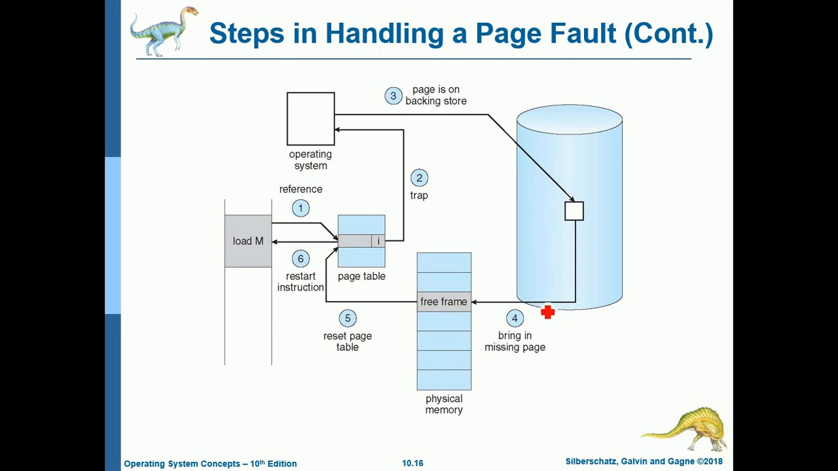Number 4, it will bring the missing page to the physical memory, in the free frame if there is a free frame, or if there is no free frame, you have to swap out a page. After that, we have to reset the page table, and then restart the instruction. Since the page is already brought to the page table, the valid-invalid bit will be v in this case.